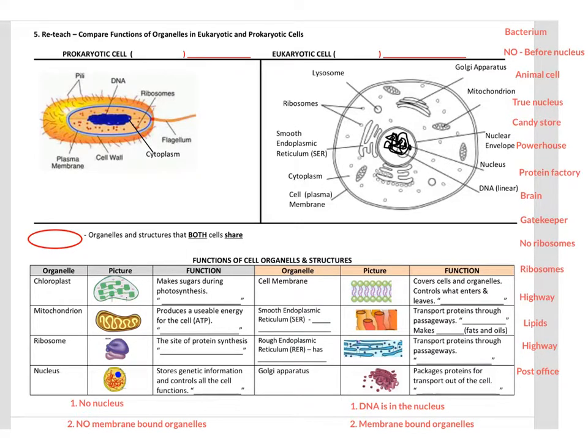In this video, we're going to compare and contrast eukaryotic and prokaryotic cells and review the functions of organelles. Let's start by looking at the similarities between these two types of cells. We're going to circle them. Both cells, as you see, have genetic material called DNA. In fact, all living things have DNA.